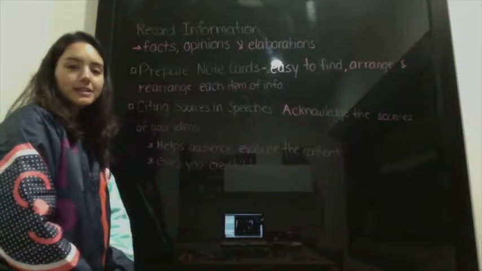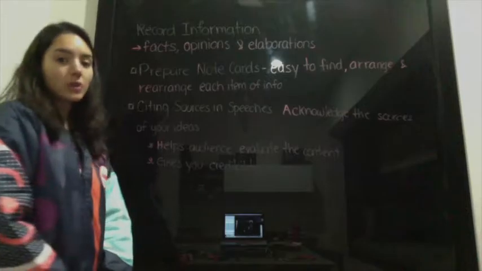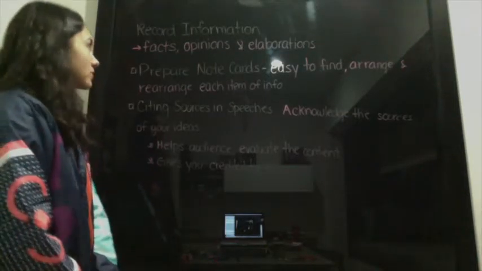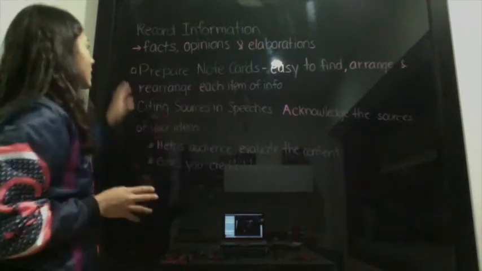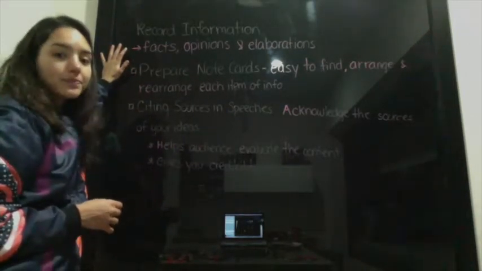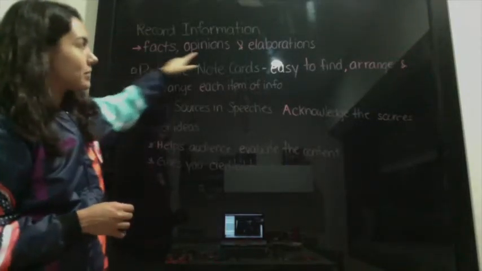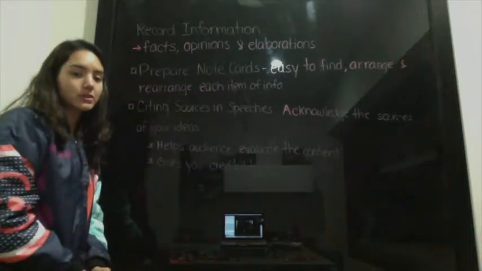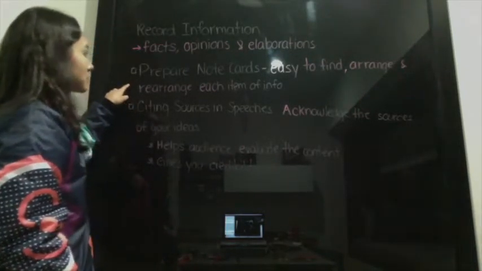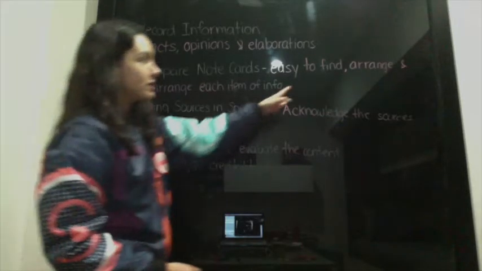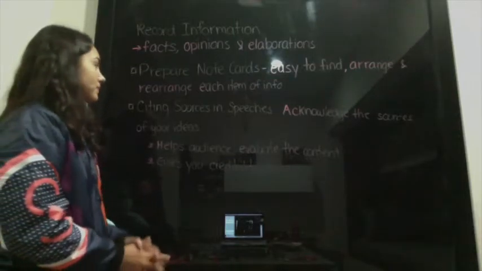A very important step while writing your informative speech is doing the research. When you're doing research, you want to make sure you record the information, because you're going to be finding important facts, opinions, and elaborations about the topic you chose. One way to do this is preparing note cards. They are easy to find, arrange, and rearrange each item of information.